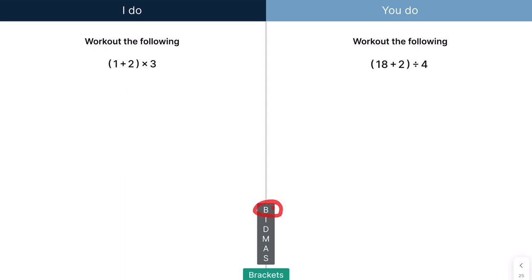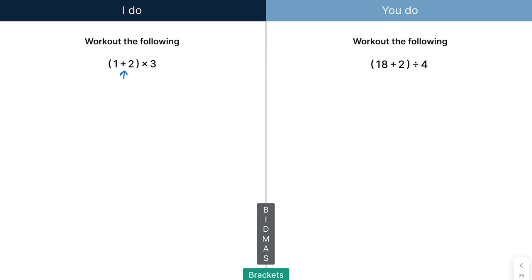B is the brackets, okay? Brackets is the thing you do first, okay? That has the most priority. So here, you might think, oh, don't we multiply before we add? No, you do the brackets first. Whatever's in the brackets, you do first. So in this case, we've been given brackets, so we need to do this first.